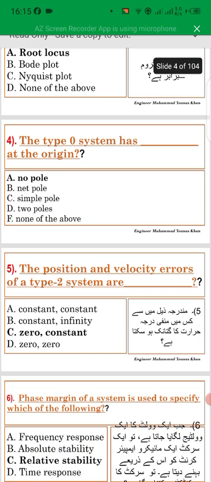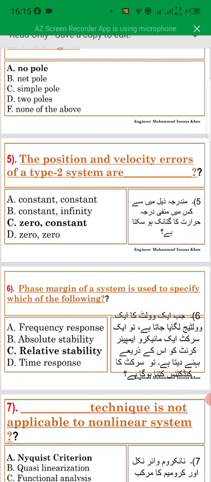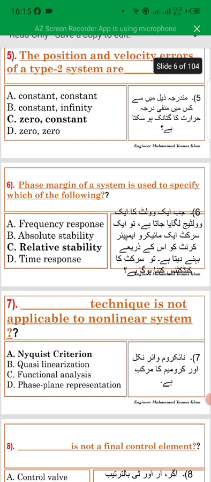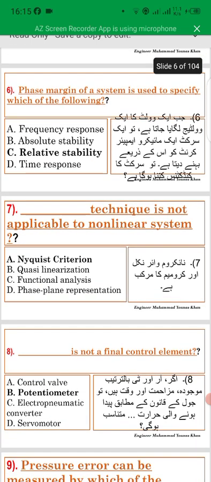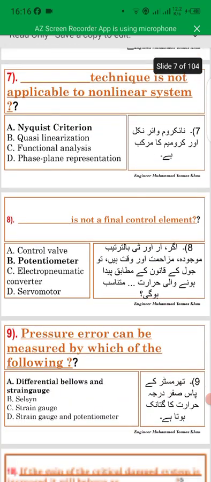The type 0 system has no pole at the origin. The position and velocity errors of a type 2 system are zero constant. Phase margin of a system is used to specify which of the following: relative stability. Nyquist criterion technique is not applicable to nonlinear system.